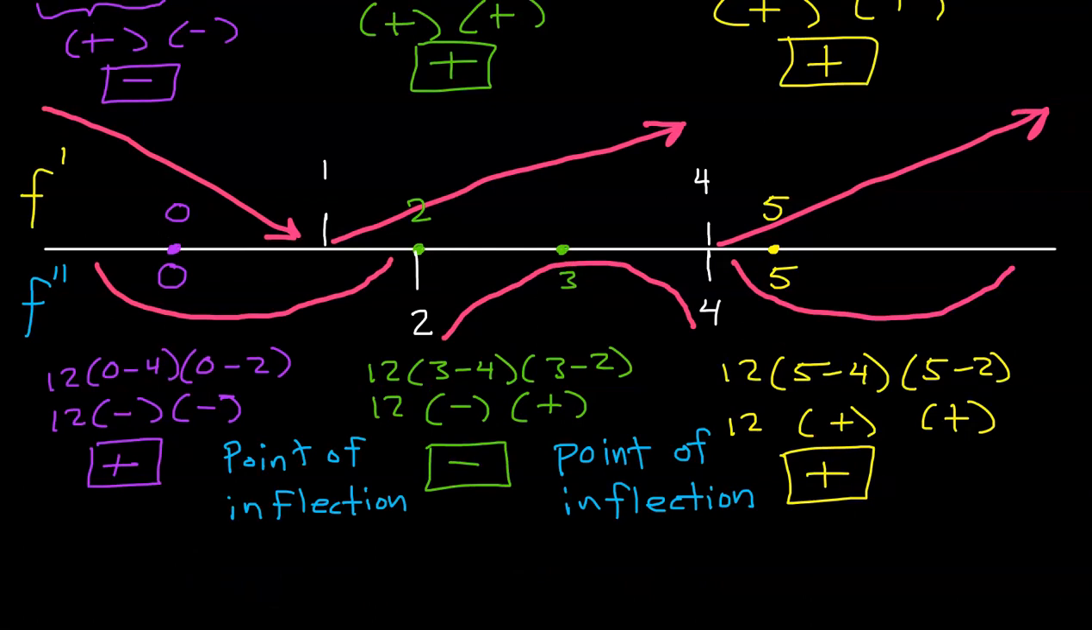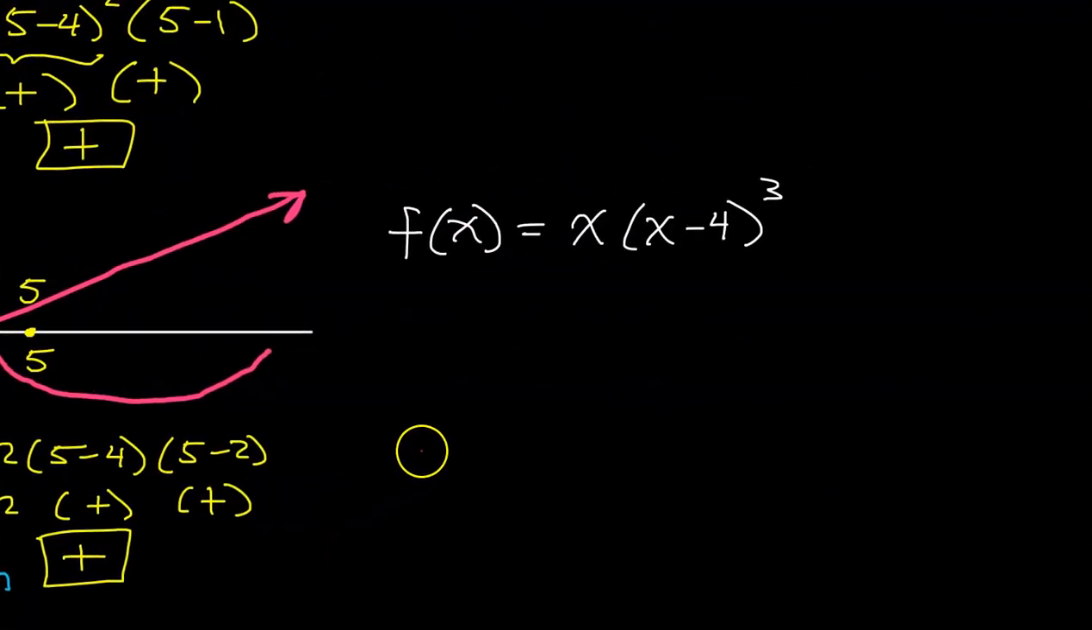Notice that the function goes from concave up to concave down at the number 2. So that tells us that we have a point of inflection at 2 comma something. Let's go ahead and find the y value that goes with that. So we will evaluate the original function at 2.